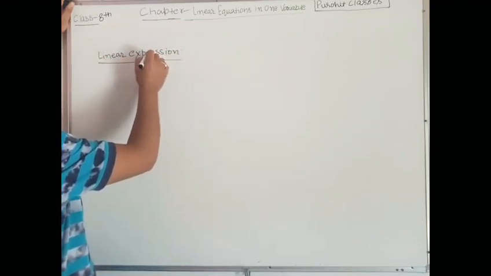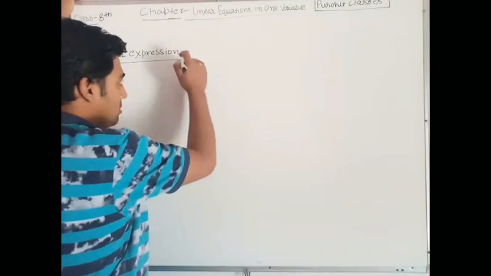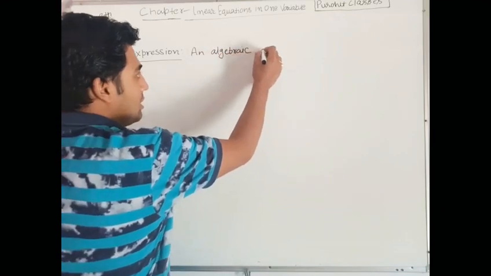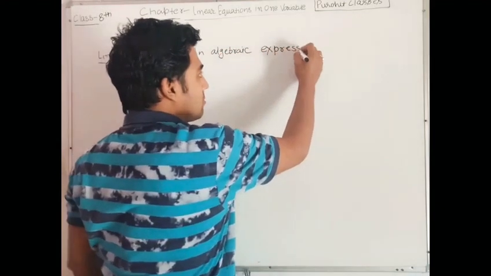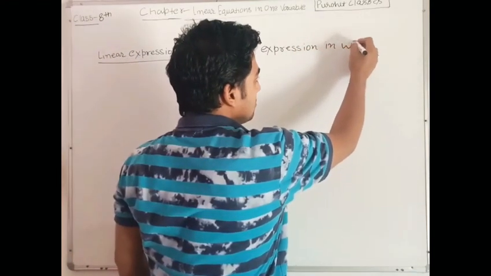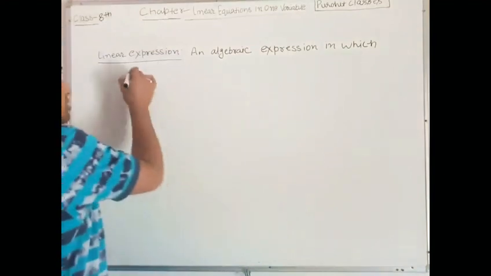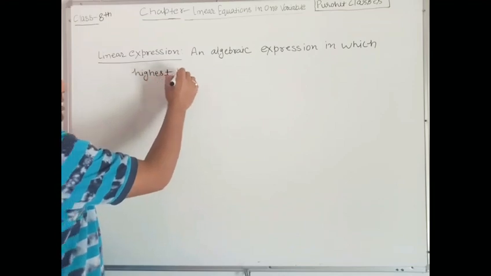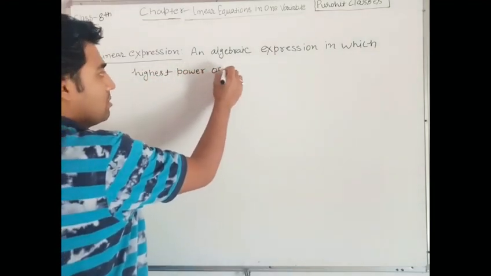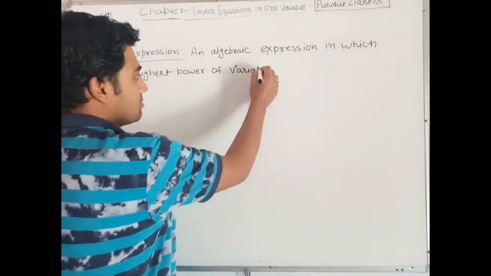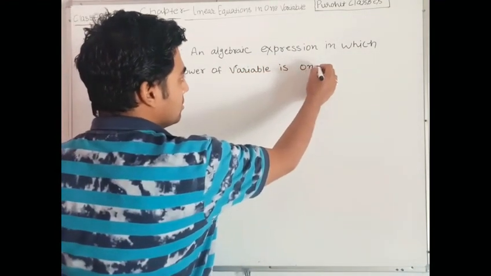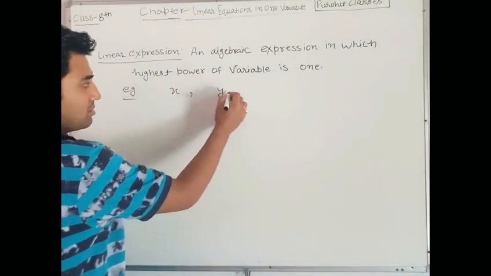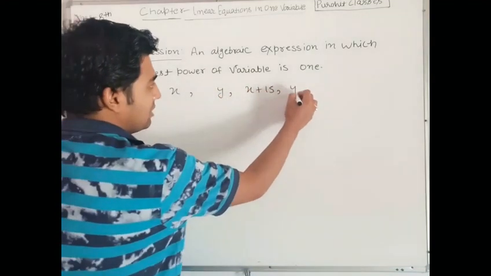Expression means which expresses something, that is called expression. An algebraic expression in which the degree, or we can say in which the highest power of variable is 1. Understood? For example, I have written x, y, x plus 15, y plus 2.